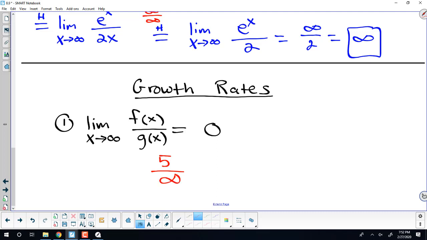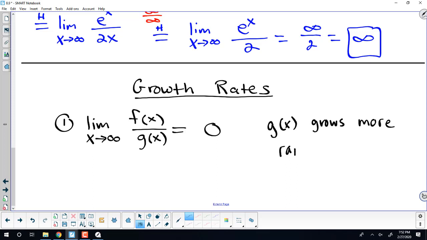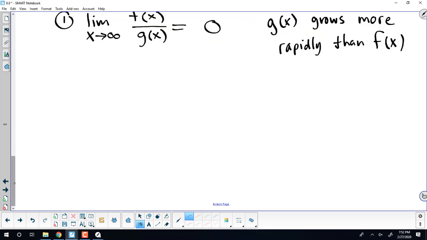Just think about f of x. It doesn't evaluate to 5 or anything, but it's super slowly growing. But g of x is growing very rapidly. So you have something comparable to that. So if this limit at infinity is 0, then g of x grows more rapidly than f of x.